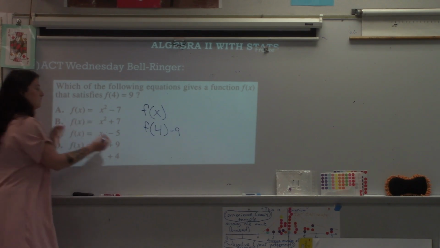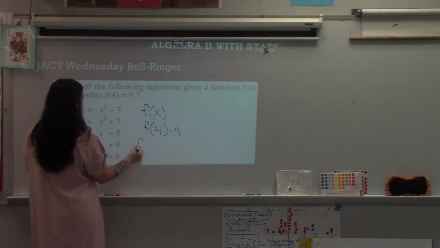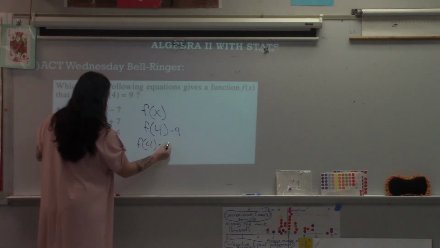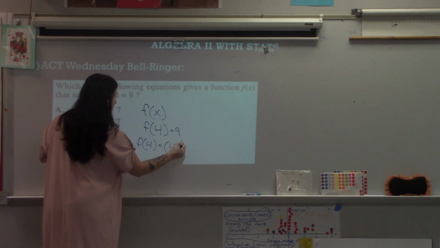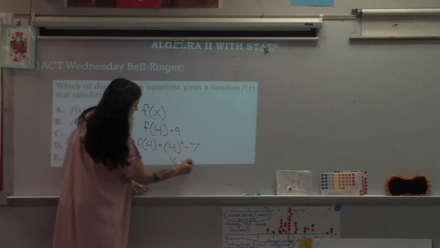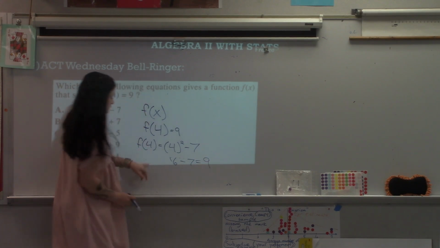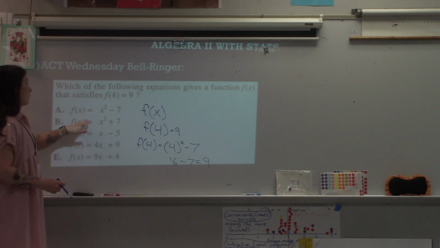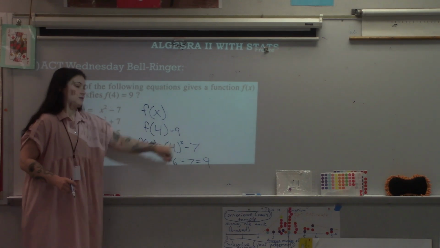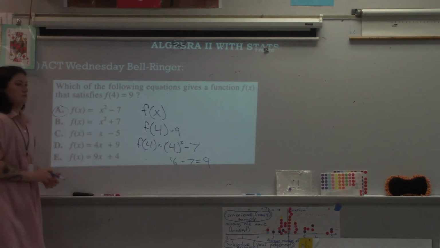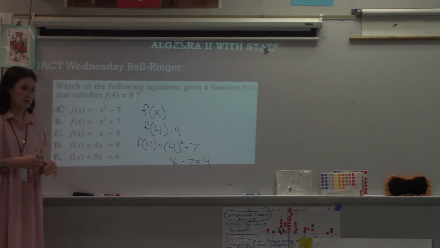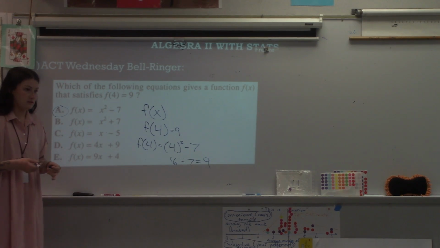Because 4 squared is what, 16? Right, so f of 4 is equal to 4 squared minus 7, and you guys just said it, 16 minus 7 is what? 9. So that means in this equation, when x is 4, this satisfies that equals 9. So A is our answer. But do you guys see why we plug that x value into the equation to get what our answer is? Okay.